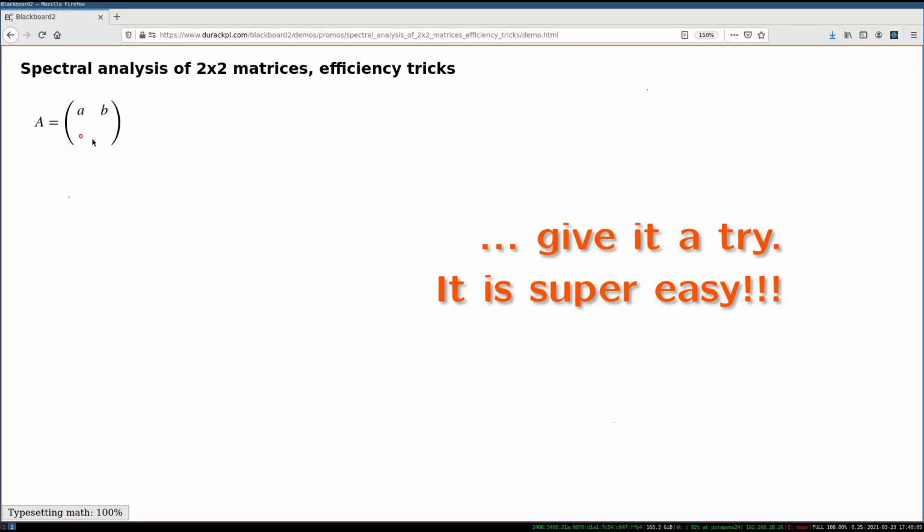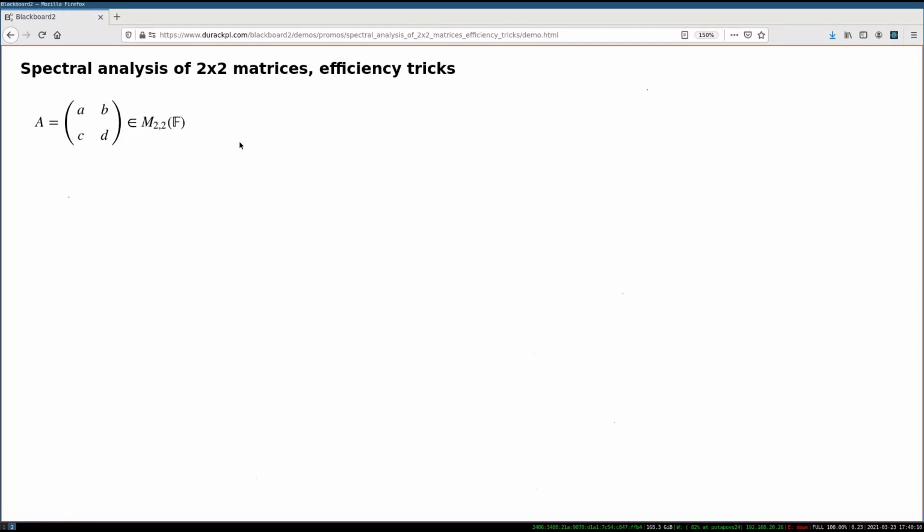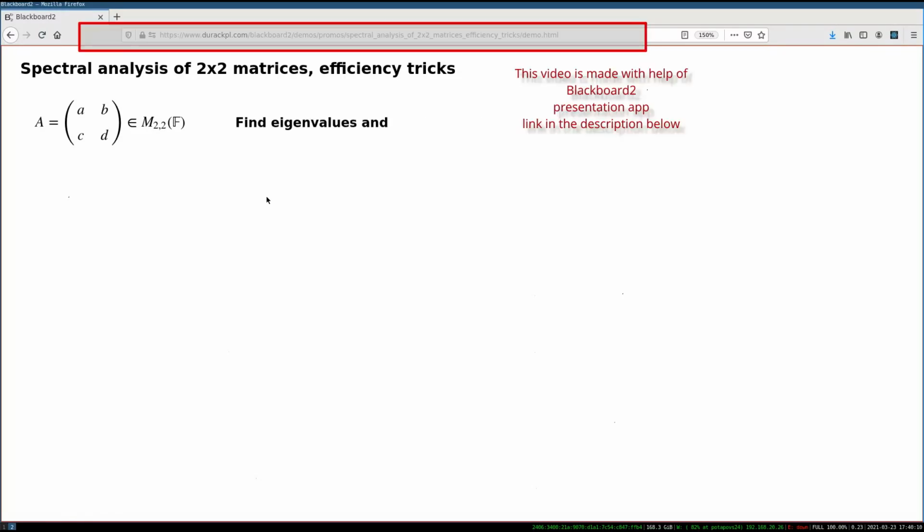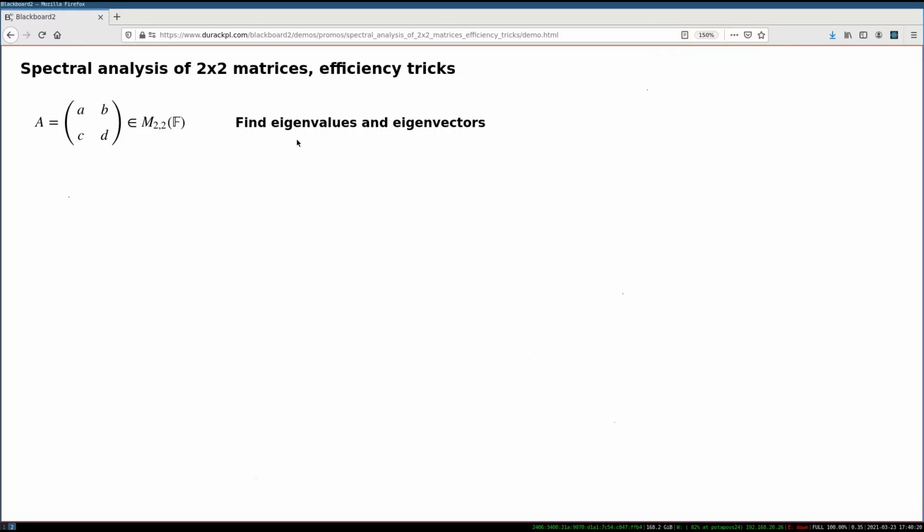Now back to the task. The task we're looking at is finding the eigenvalues and eigenvectors of a 2x2 matrix like this. So I name the entries of my matrix A, B, C, D, and for such a matrix we aim to find eigenvalues and eigenvectors. We start off by computing the corresponding characteristic polynomial. This is how we do this.